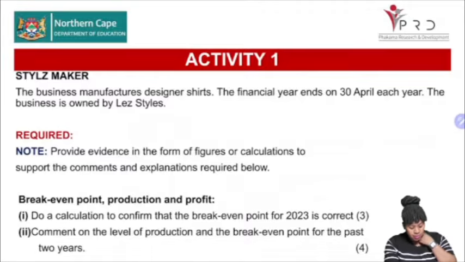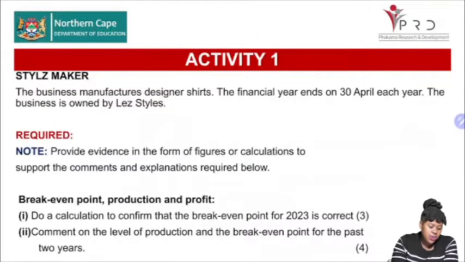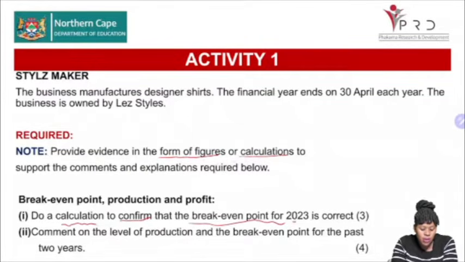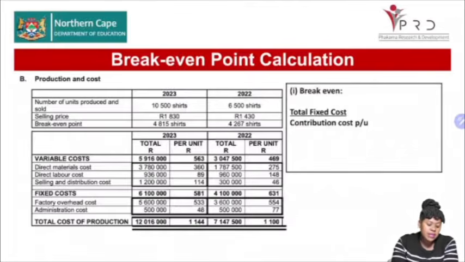Now let us do an activity, which is activity 1. It says provide evidence in the form of figures. Do you see 4 calculations to support the comments and explanations required below? So what is expected of you? Do a calculation to confirm the break-even point for 2023 is correct. That's the first question. The second one, comment on the level of production and the break-even point for the past 2 years. Okay, so the first aspect is that we need to calculate the break-even point to indicate that the amount that is given to us is actually correct. Now I'll give you 2 minutes.